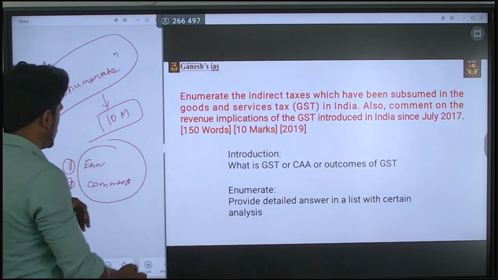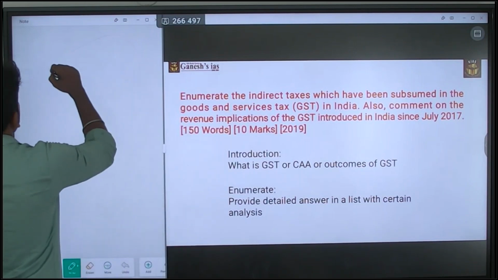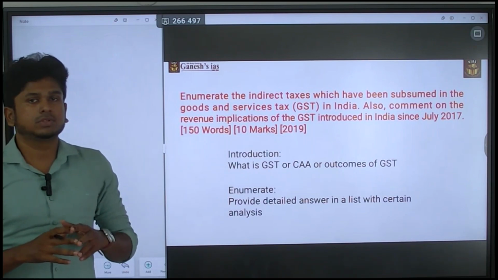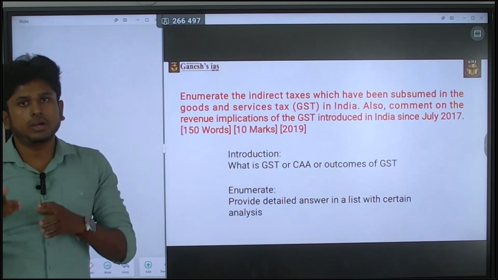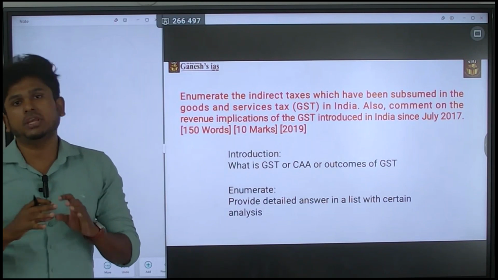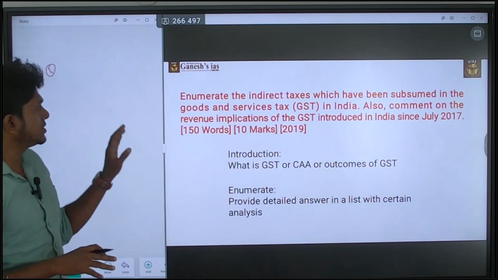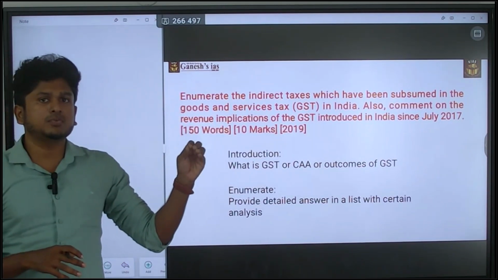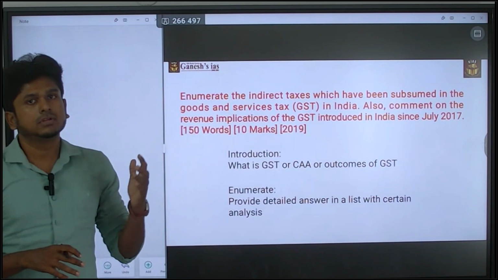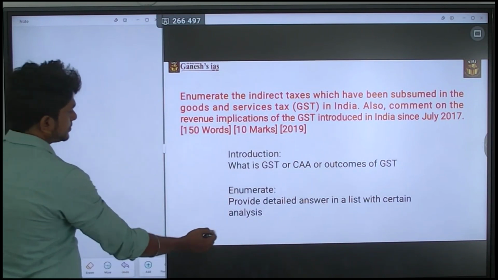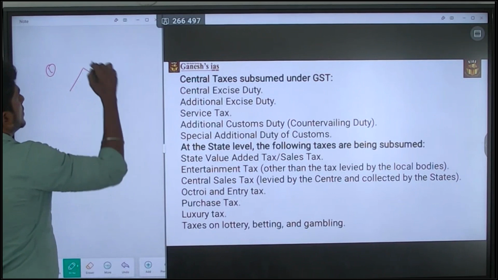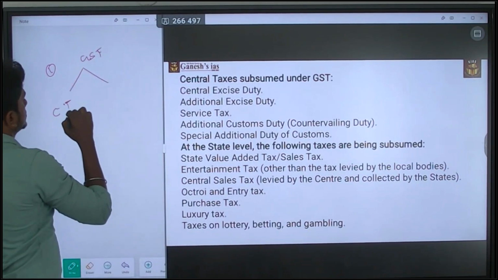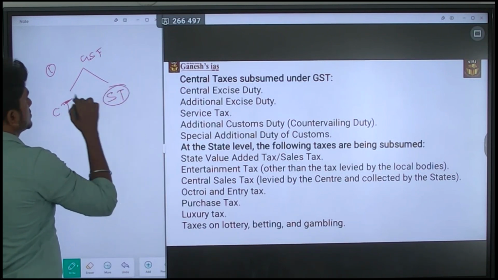So when it comes to the enumerate, it is all about just listing the points with certain analysis. Giving the points with certain analysis, that is about the enumeration. So the question is simple as that. It is asking what are the taxes that are subsumed in the GST Act. So you can broadly say that GST subsumed what are the central taxes and what are the state taxes.